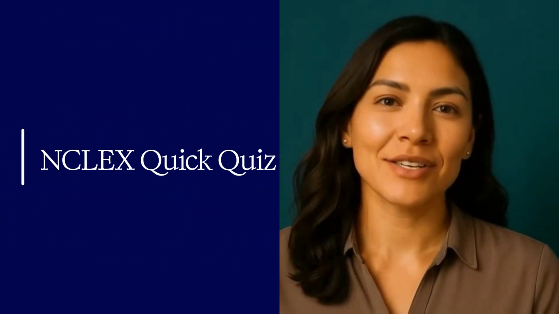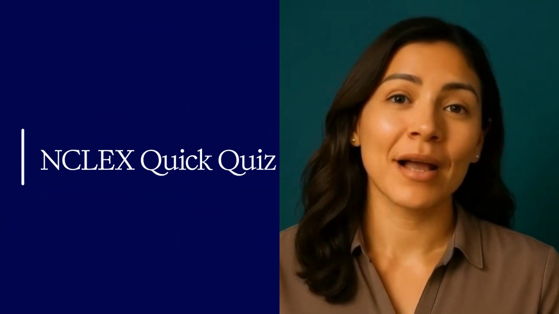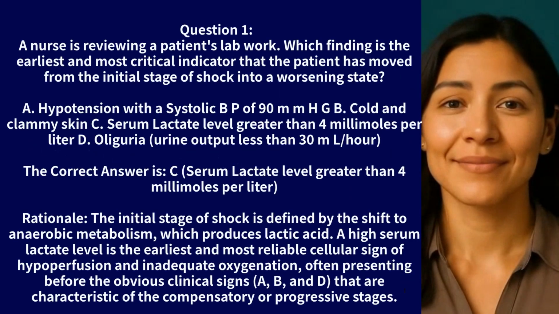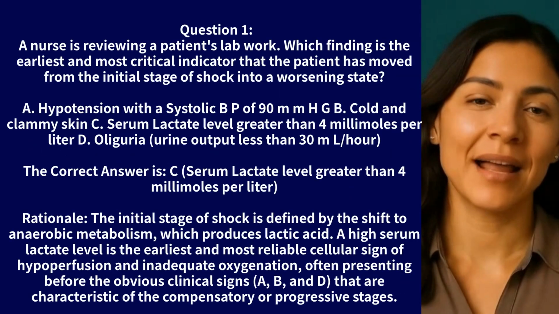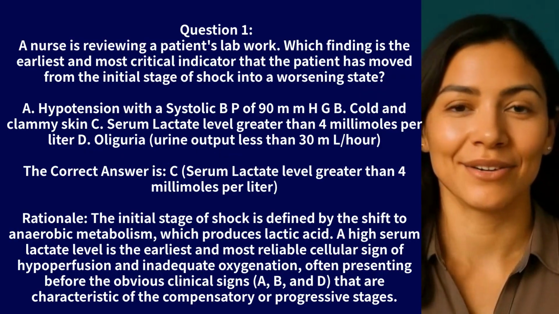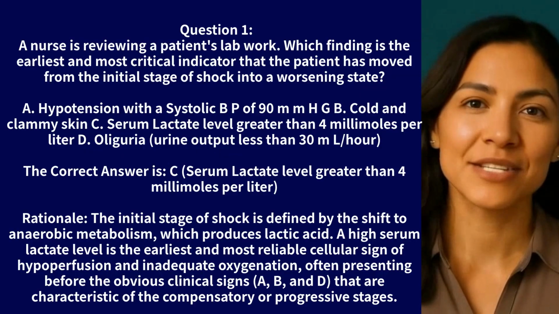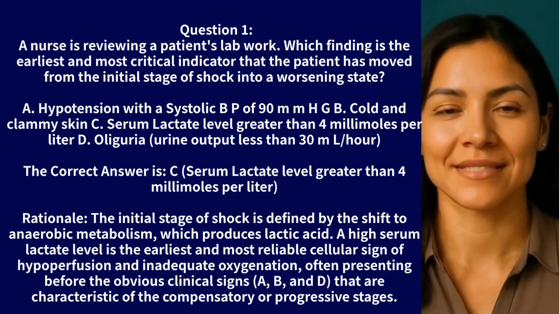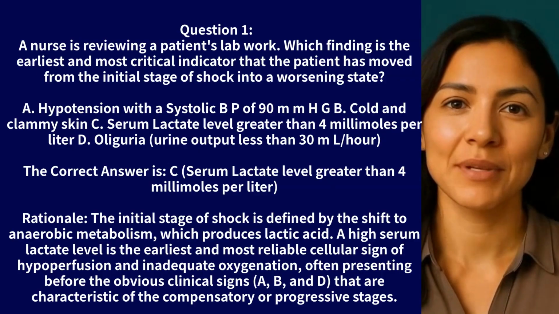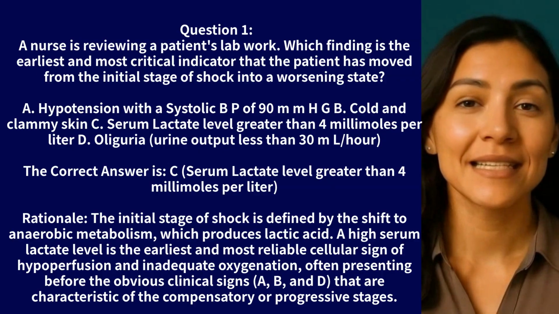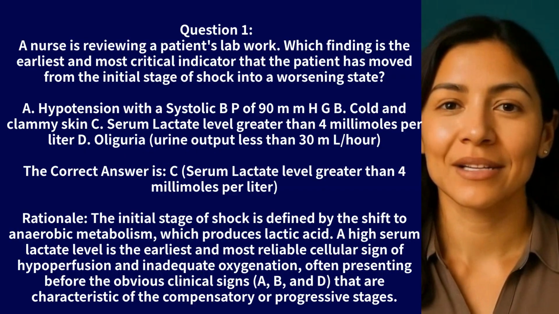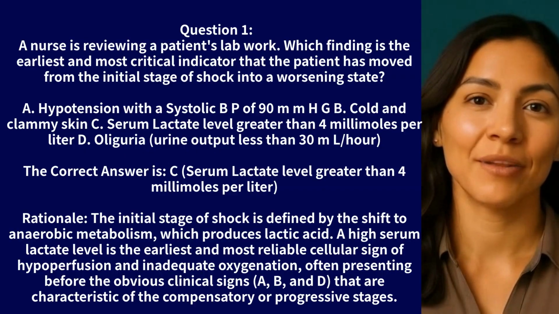All right, Study Nurse IQ family. Time to see if you can apply these stages to an NCLEX question. Question 1. A nurse is reviewing a patient's lab work. Which finding is the earliest and most critical indicator that the patient has moved from the initial stage of shock into a worsening state? A. Hypotension with a systolic BP of 90 mmHg. B. Cold and clammy skin. C. Serum lactate level greater than 4 millimoles per liter. D. Oliguria, urine output less than 30 mL/hour.